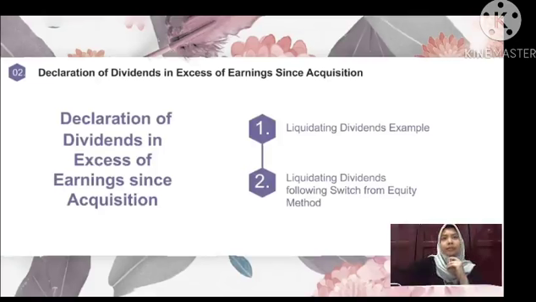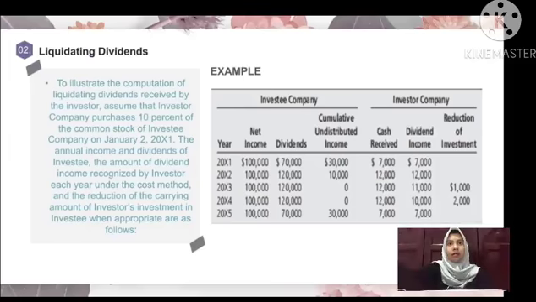Next, declaration of dividends in excess of earnings since acquisition. A special treatment is required under the cost method in a situation in which an investor holds common stock in a company that declares dividends in excess of the cumulative income it has earned since the investor acquired its stock. Liquidating dividends example. We can see to illustrate.